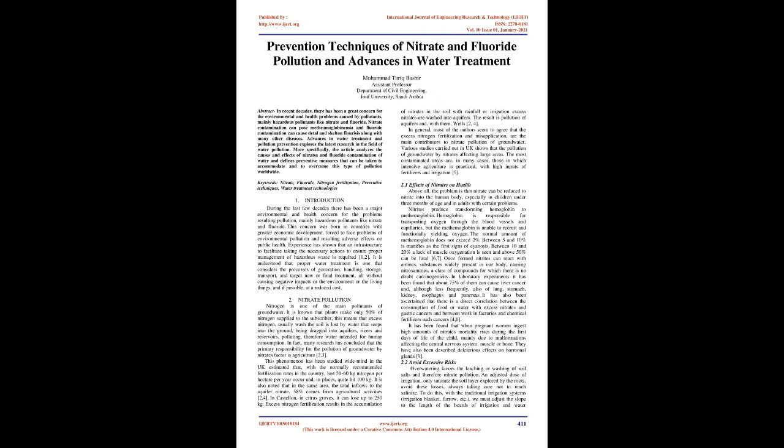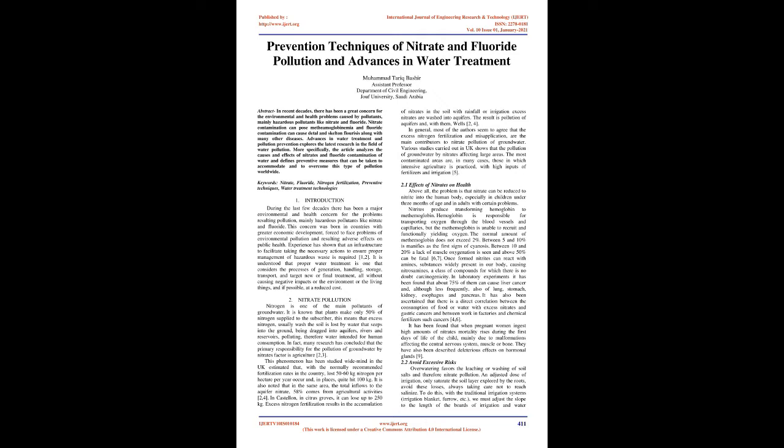Above all, the problem is that nitrate can be reduced to nitrite in the human body, especially in children under 3 months of age and in adults with certain problems. Nitrites transform hemoglobin into methemoglobin. Hemoglobin is responsible for transporting oxygen through the blood vessels and capillaries, but methemoglobin is unable to carry and release oxygen functionally. The normal amount of methemoglobin does not exceed 2%. Between 5 and 10% is noted as the first signs of cyanosis. Between 10 and 20% a lack of muscle oxygenation is seen, and above 50% can be fatal.